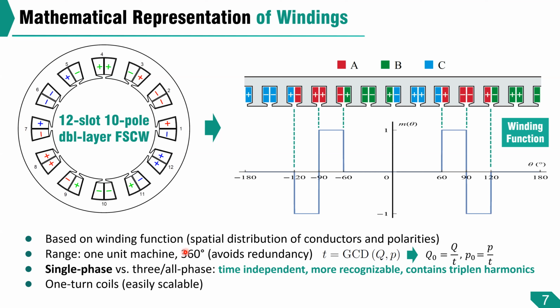So if we have 24 slots, 4 poles, we decide that the unit machine is 12 slot, 2 pole, and we draw the single phase winding function for that. The reason for choosing one phase, for example phase A, instead of all phases is that the shape will be time independent. It will be more recognizable. Also, we usually assume all coils have just one turn to make the results easily scalable.